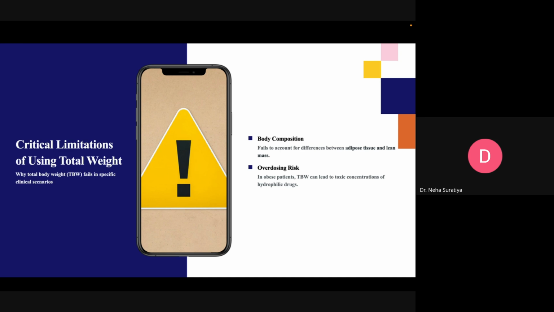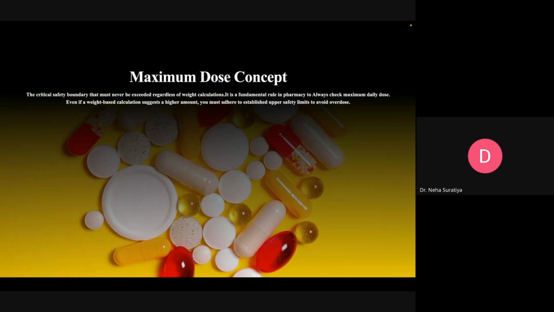In upcoming slides, you will understand what ideal body weight and adjusted body weight are, and you can connect the dots further. So, what is the maximum dose concept? You need to understand this before moving forward with the BSA, which is body surface area. Now, this is one of the most important safety principles in pharmacy practice: the maximum dose concept.